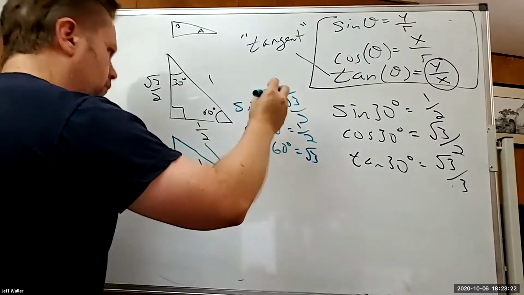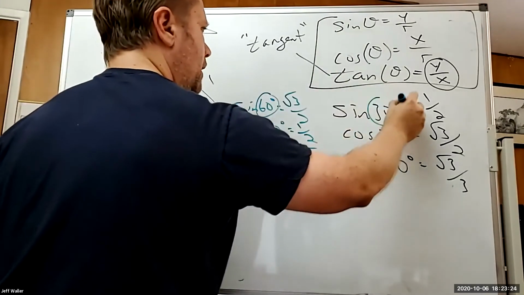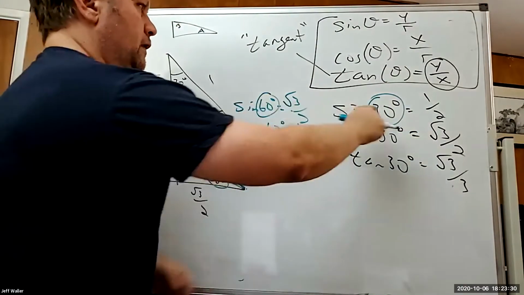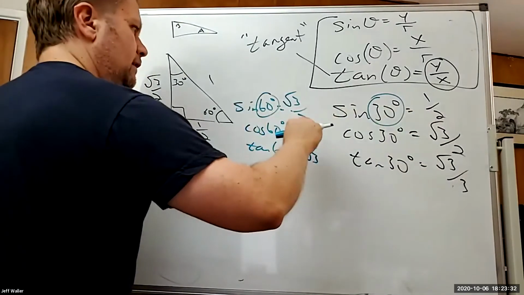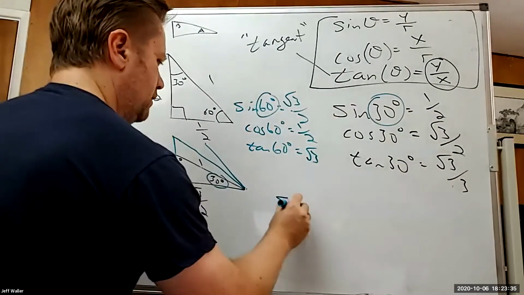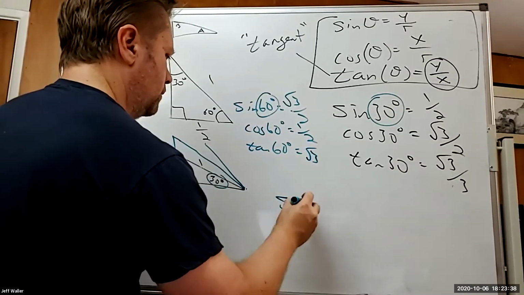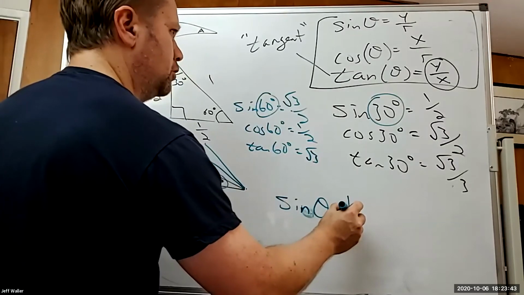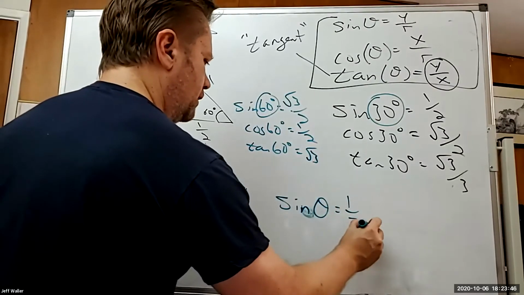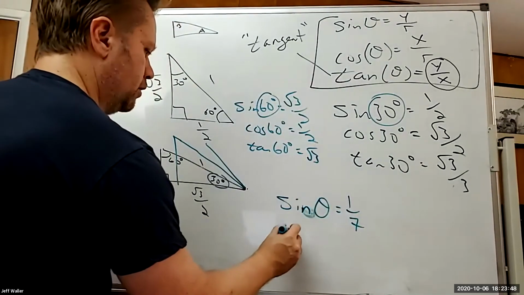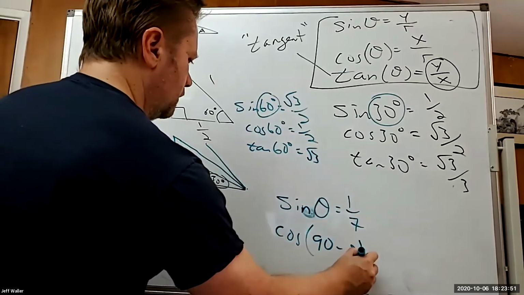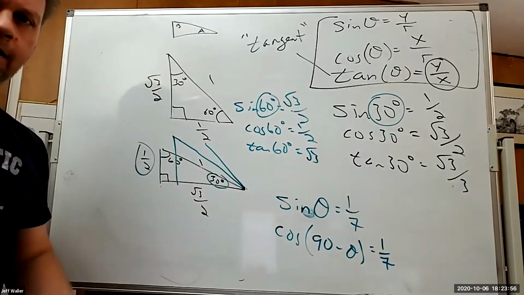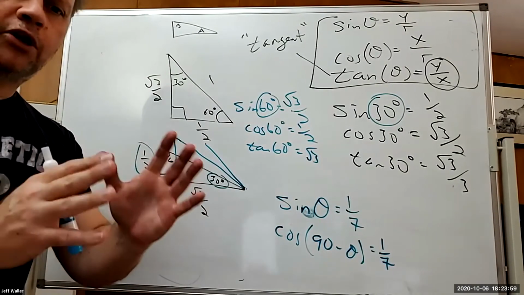So if these two add to 90, then this kind of thing is going to happen. If sine of 30 is 1/2, then cosine of 60 is 1/2. So if sine of theta is 1, you could do it, Jeff. It doesn't matter. If sine of theta is 1/7, then what is cosine of 90 minus theta? 1/7. That's the kind of generalization I can make here.